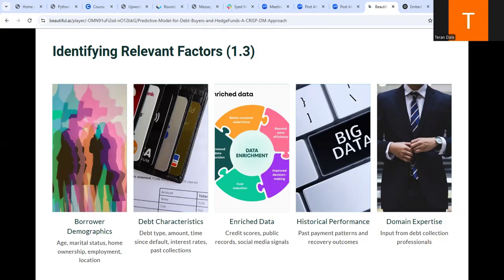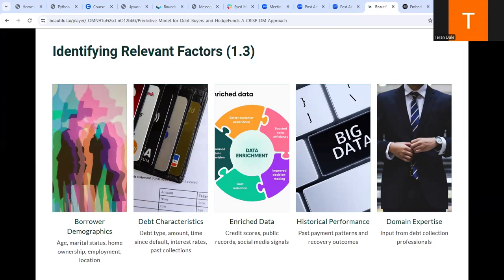Enriched data. This is also very important. This is where you're taking it up to the next level. By integrating additional sources such as credit bureau scores, public records, and even social media data used ethically, which is key, we can capture a fuller picture of each debtor. So we're trying to build the complete aspect, or one can say profile, of the debtor themselves.